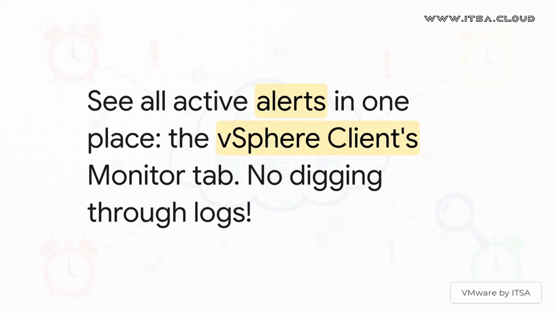And where do you see all this happening? It's right there in the vSphere client. No digging through endless log files. All your active alarms are front and center on the Monitor tab for any object you select. It gives you this incredibly clear, centralized view of what's going on.